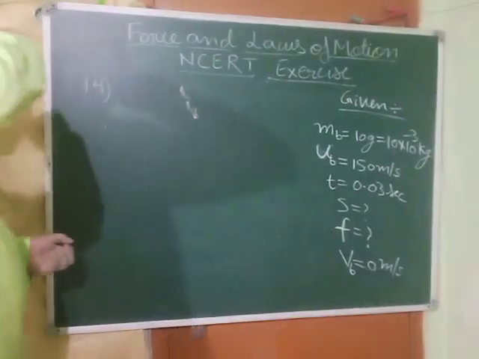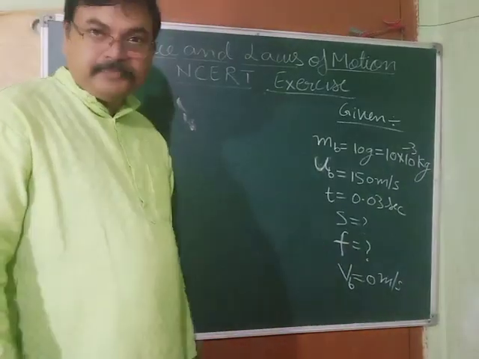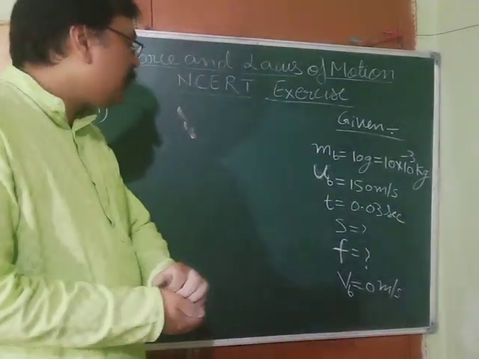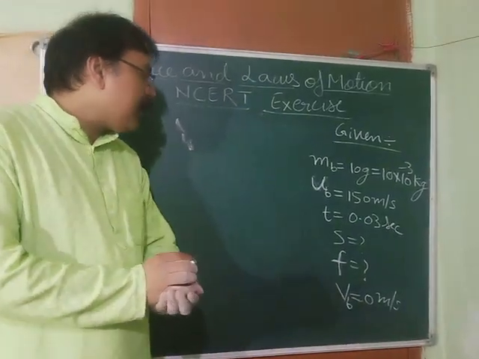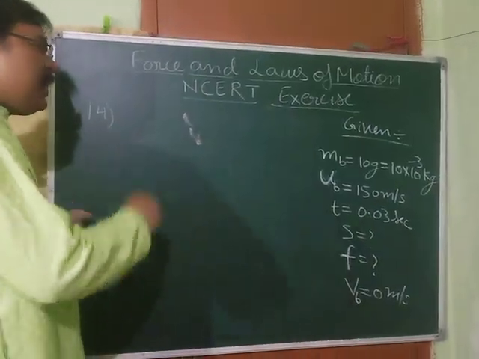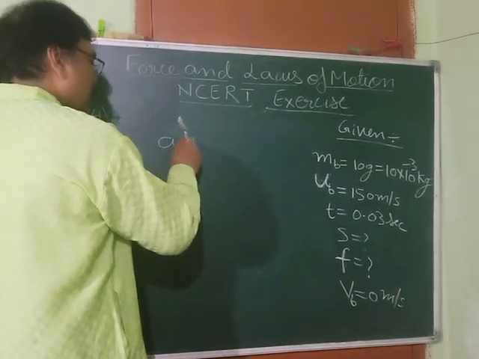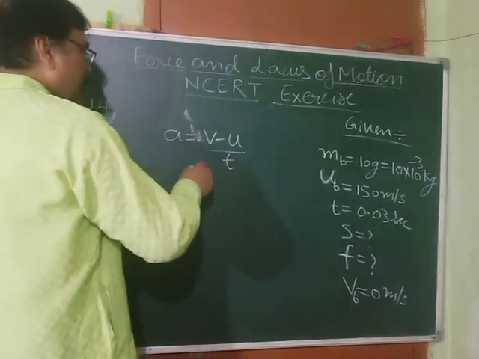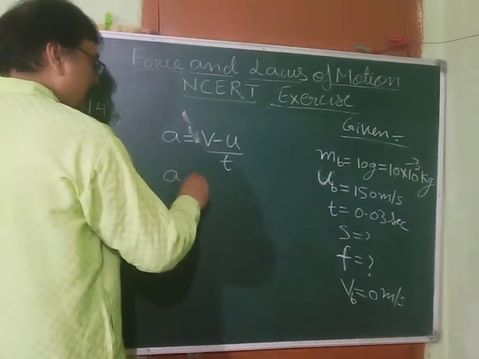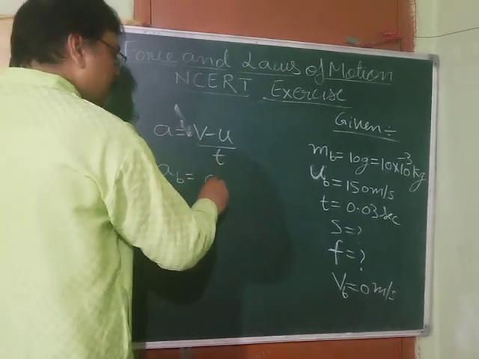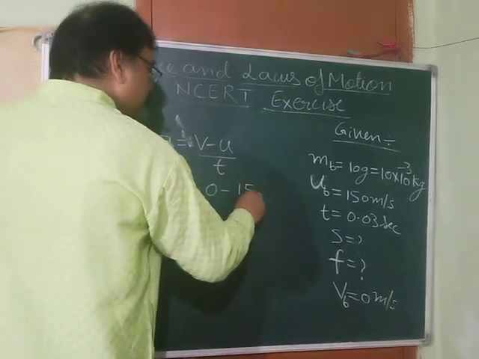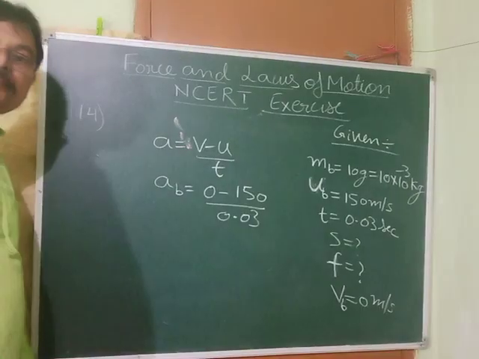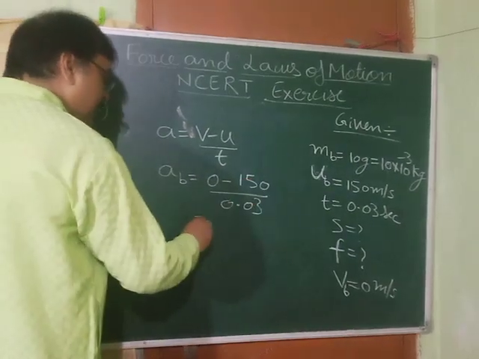Now for finding distance, what you are having? You are having u, you are having t, you are having v. Okay. So can you find out a? Because a we will require. So a is equals to what? V minus u by t. We know very well. So a of bullet is, v is 0, u is 150, time is 0.03. Okay. So 0 minus this, that means it is obviously minus 150.